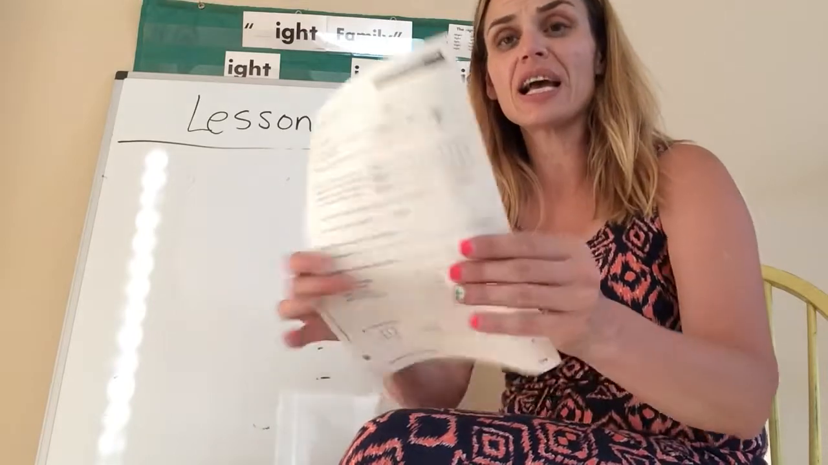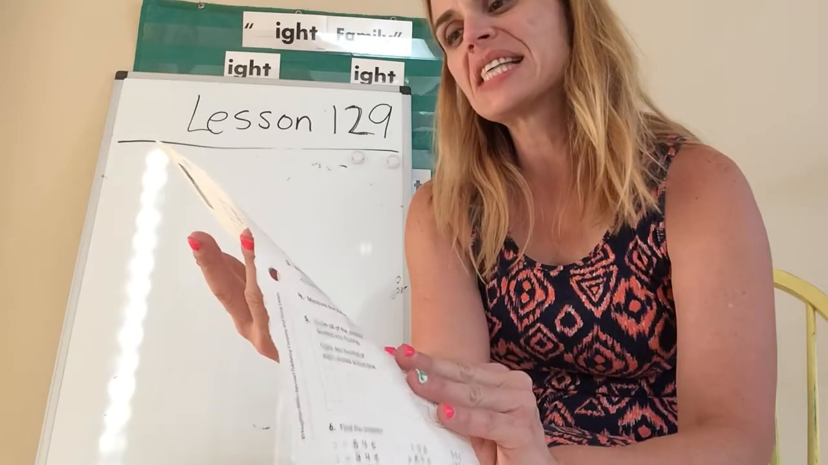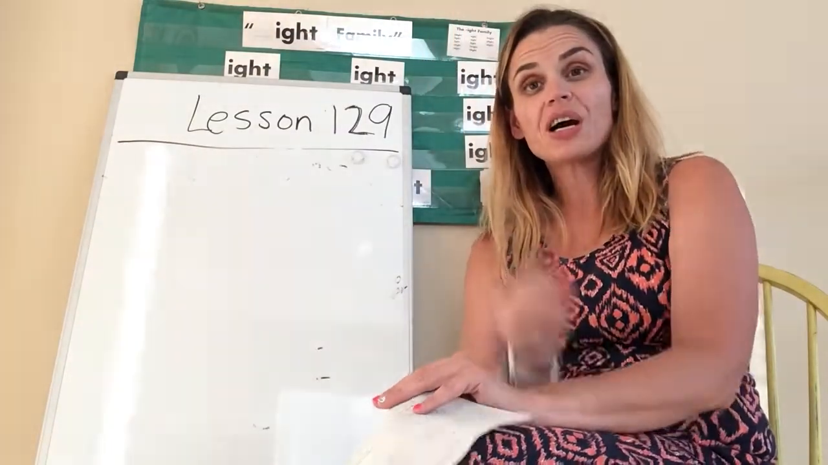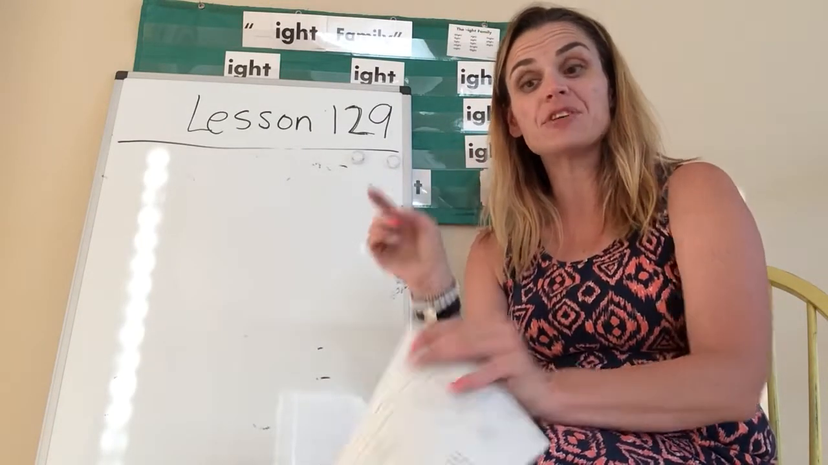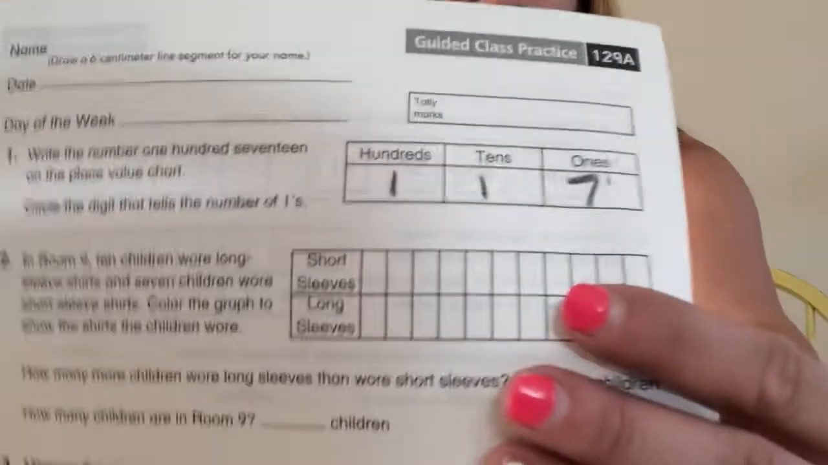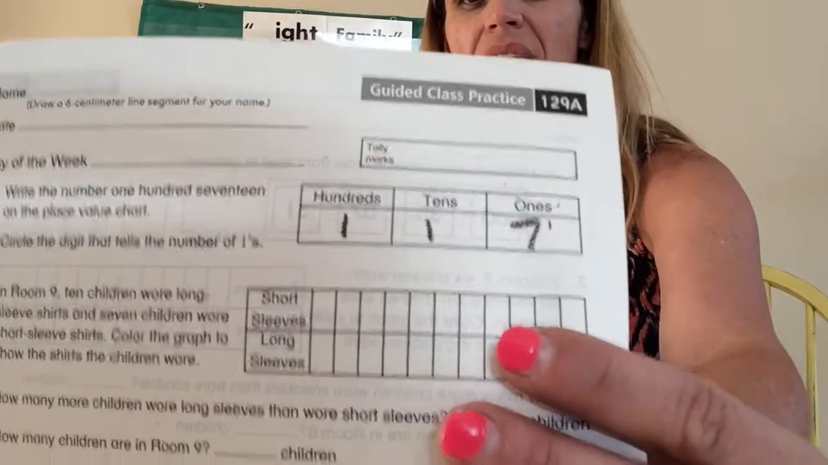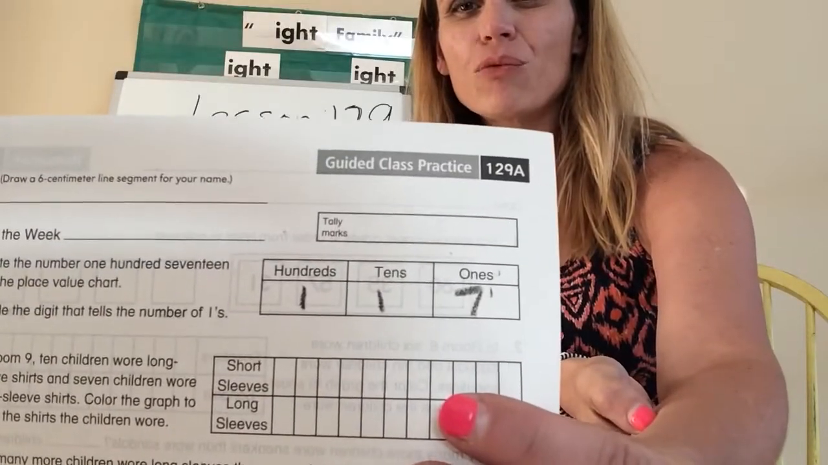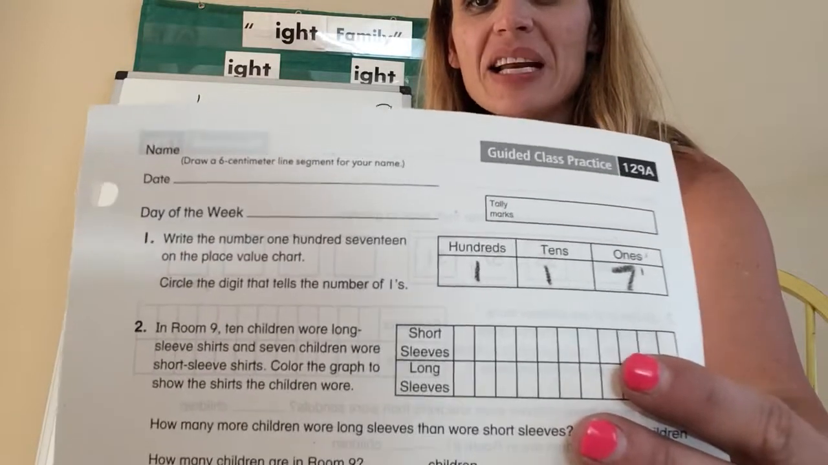And then you're going to take a look at your worksheet. You're going to draw a line, a 6-centimeter line segment. That is, as we learned, the centimeters on the ruler are the numbers that are closer together, right? And it says cm for centimeters. Then you are going to write 117, 100, 110, and 7 ones. And it says to circle the number of ones. How many ones are there? Right, there's 7 ones. All right, great job. So you did awesome on number 1.